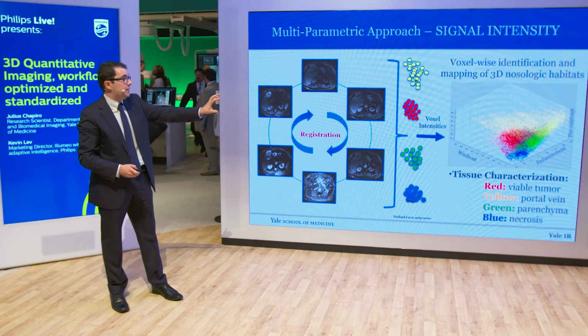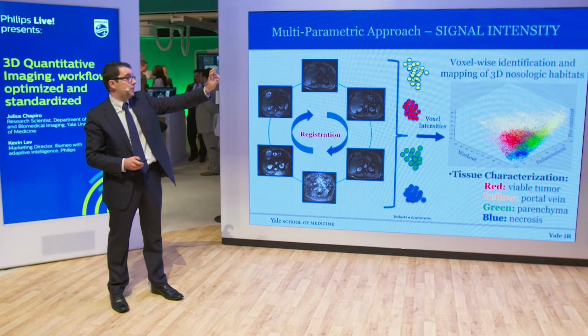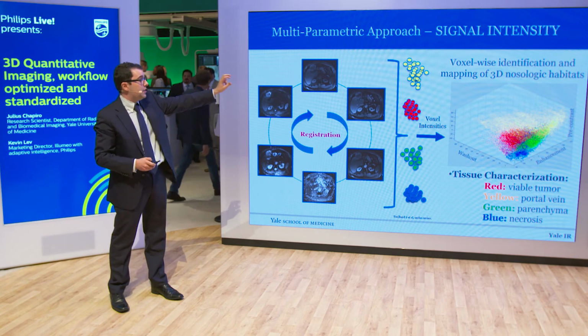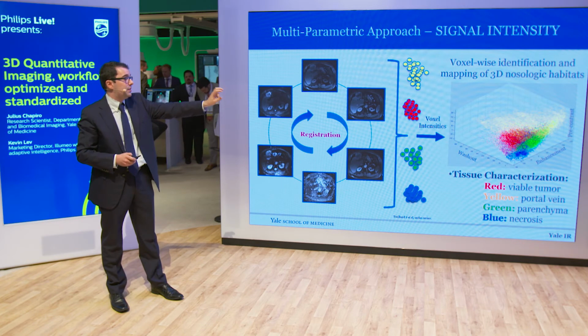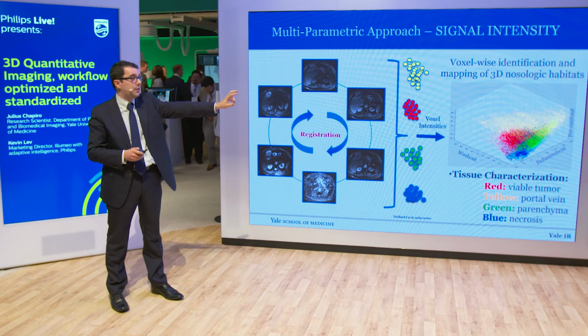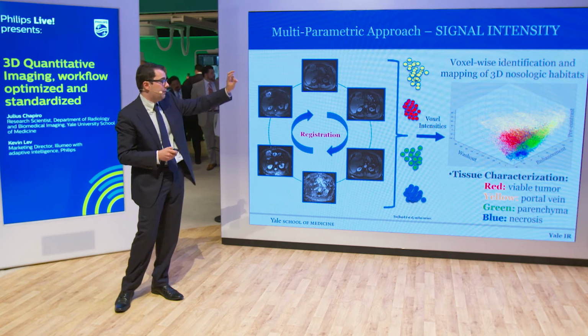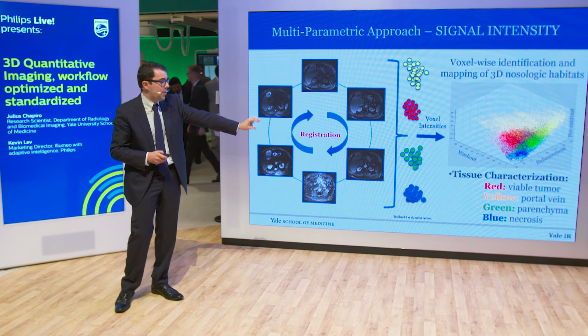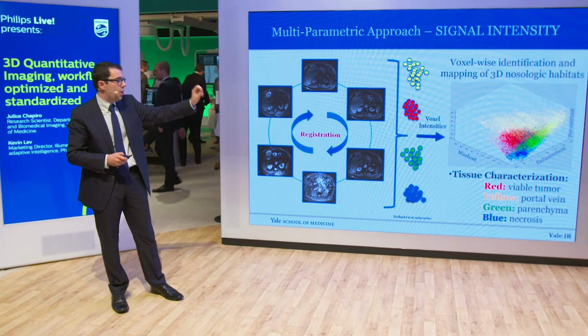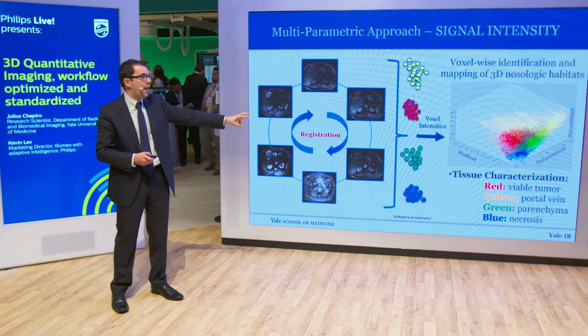looking at signal intensity, and we can do two things. We can look at signal intensity and extract using a voxel-wise analysis and identification of 3D nosologic habitats. We can actually really do it right now. We can extract tissues. We can qualify tissue in the liver automatically without user interaction to viable tumor, for example, portal vein, parenchyma, and necrosis.